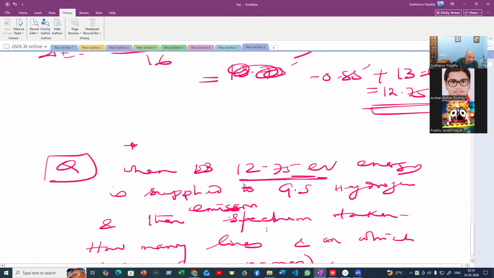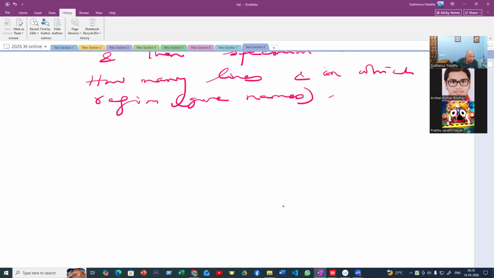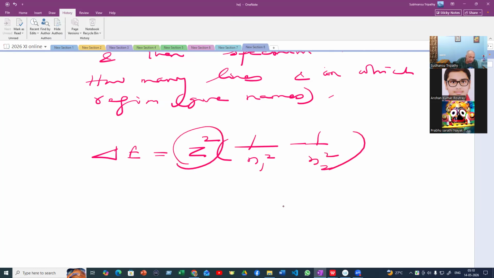That is the third excited state, that's fine. But if you don't know, you have to write that del E is equal to Z square times 1 by n1 square minus 1 by n2 square. Z for hydrogen is 1, n1 is 1 for the ground state, n2 remains unknown, and del E is equal to 12.75.